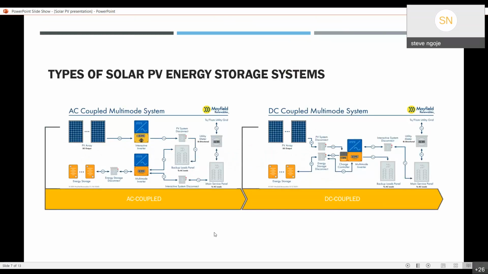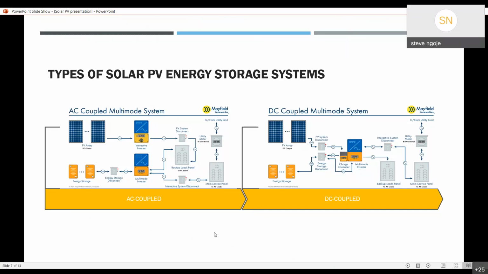So this is what I was just explaining earlier on about types of solar PV energy storage systems. It's talking about the energy storage systems because it's a factor that's related to batteries. In the first case, we have AC coupled. Let's follow it up from the PV array. We have the DC output. It goes to what they have called an interactive inverter. This is just another name for a grid-tied inverter.